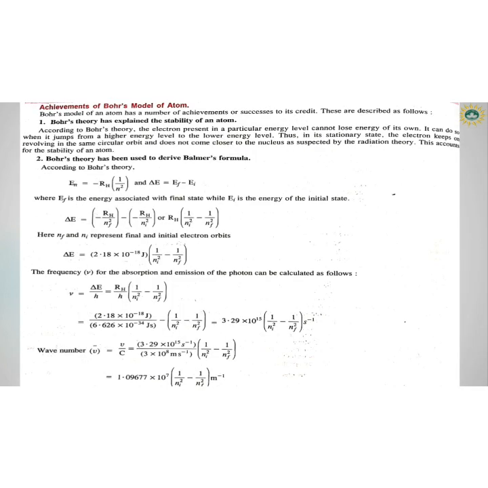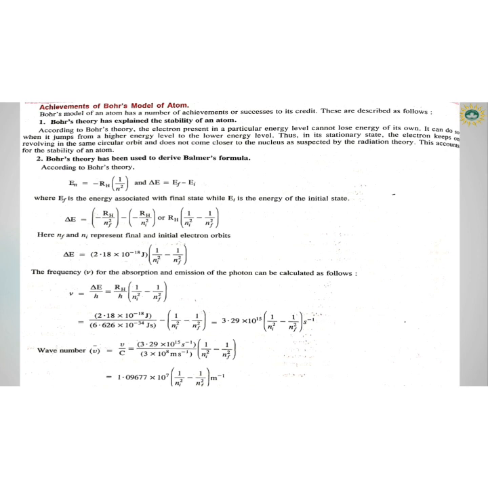Now, what are the achievements of this Bohr's model? The first achievement is that Bohr's theory explains completely the stability of the atom. That is, those orbits will be stable which are quantized, whose angular momentum is a multiple of h/2π. So that orbit is stable, and electrons will jump. Whenever they jump, then energy will be changed. Now, Bohr's theory has also been used to derive Balmer's theory. You know that Balmer's series is actually in the visible range.